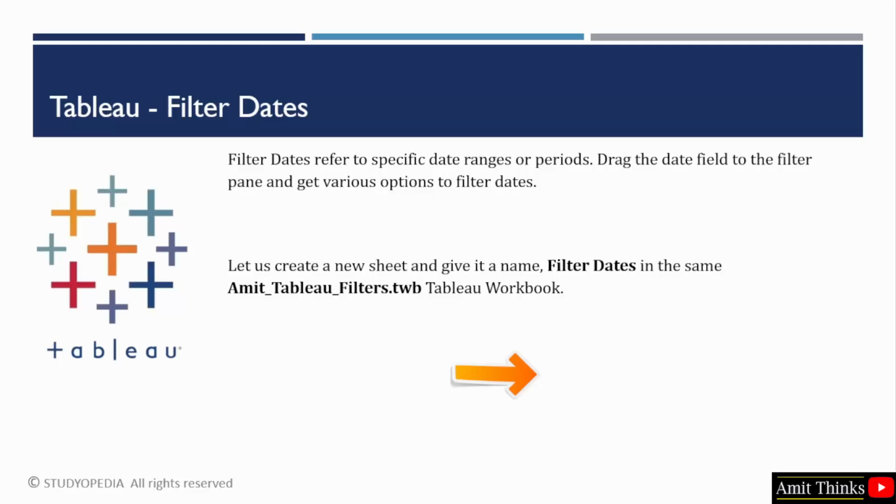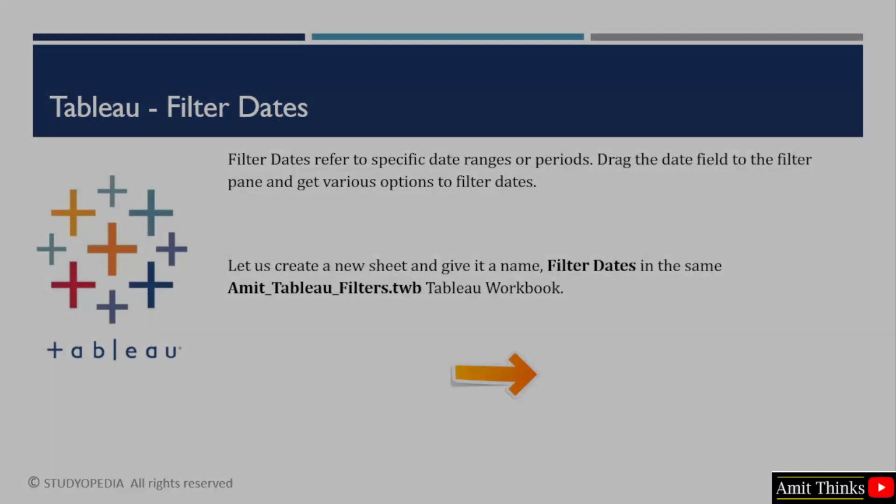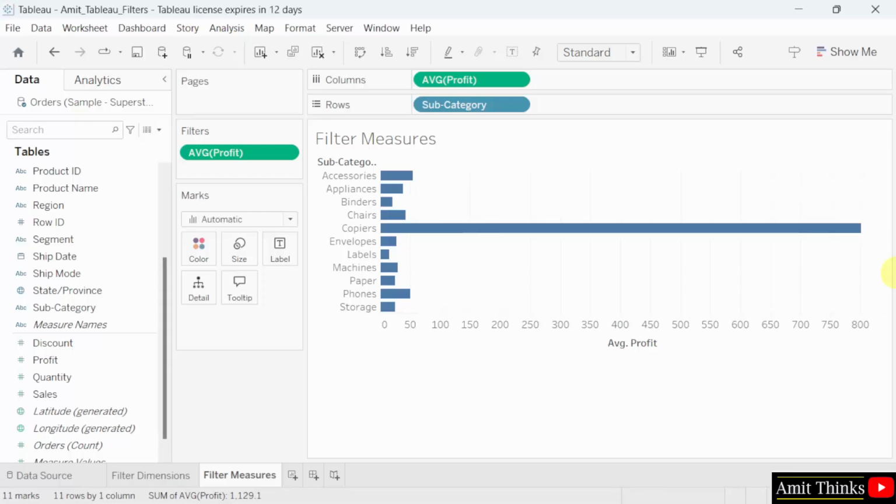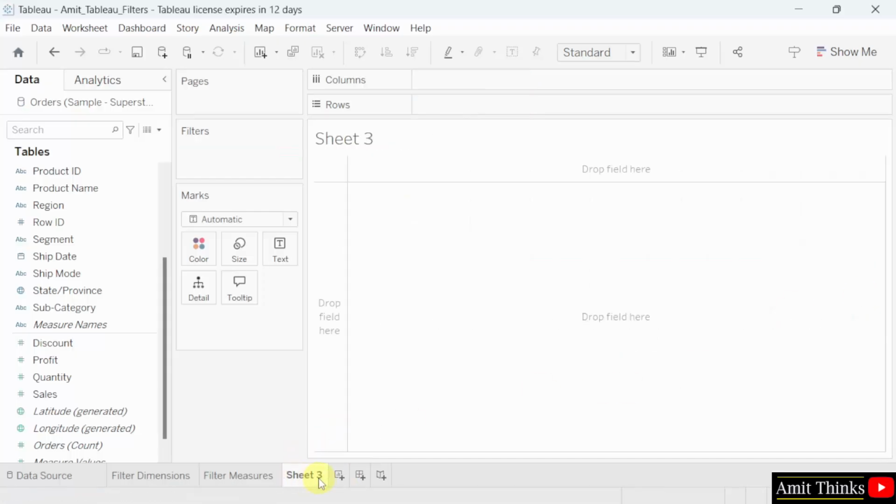We already created the Amit_Tableau_filters workbook, and within that we will create a new sheet, filter dates, and filter the dates accordingly. So this is our Tableau. First I'll create a new sheet by clicking here. I'll name it filter dates. Okay, and we already saved this in our Amit_Tableau_filters workbook. Now let us filter the dates.